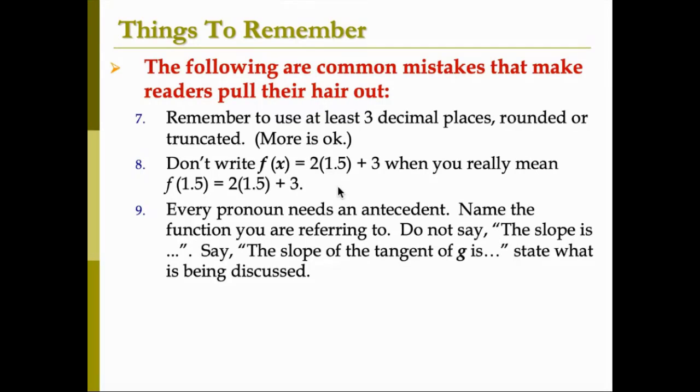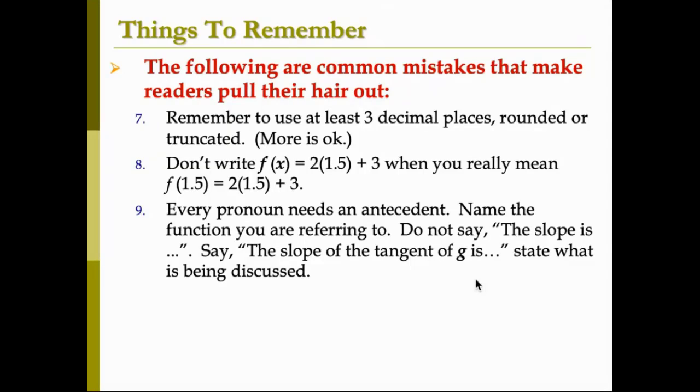Okay. Every pronoun needs an antecedent. Okay. So don't say things like the slope is 7. The slope of what is 7? So if I don't know of what, then you're not writing it accurately enough. Okay, so make sure that you're explicit. So the slope of the tangent line of g is 7. Something like that is much better, much more accurate. And so please make sure that you're stating things accurately. Okay, so be very explicit as to what you're talking about.